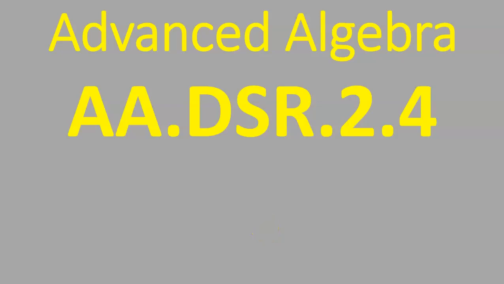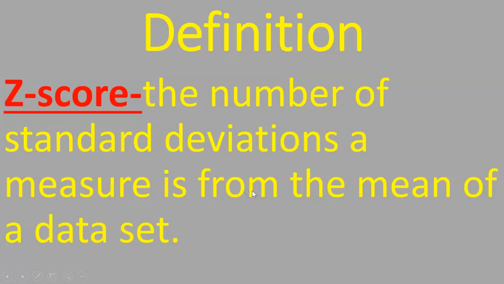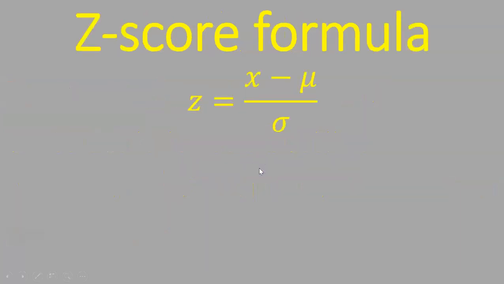Advanced Algebra, Data and Statistical Reasoning, Standard 2.4 definitions. A z-score is the number of standard deviations a measure is from the mean of a data set. So z-score is how many standard deviations you are away from the mean. The z-score formula is given as follows.